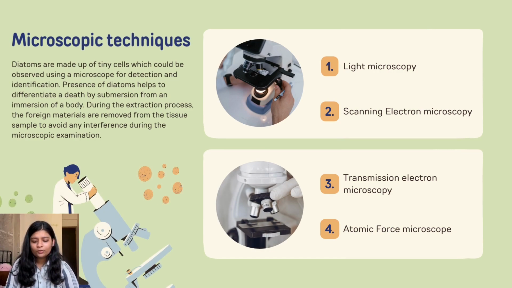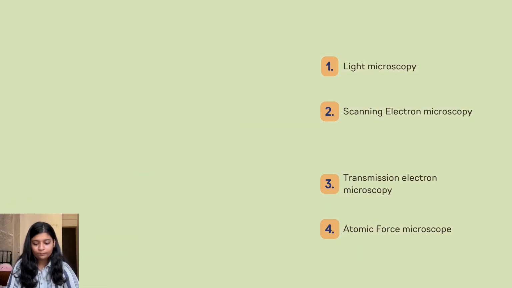So next we'll talk about the microscopic techniques. After the extraction process, we usually observe the samples under a microscope to see the proper structures of it, and also if there are any foreign materials found, these are removed from the tissue samples. So what are the microscopes used? In this we use light microscope, scanning electron microscope, transmission electron microscope, and atomic force microscope.